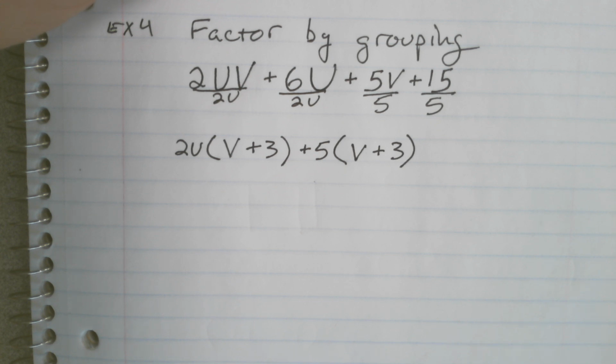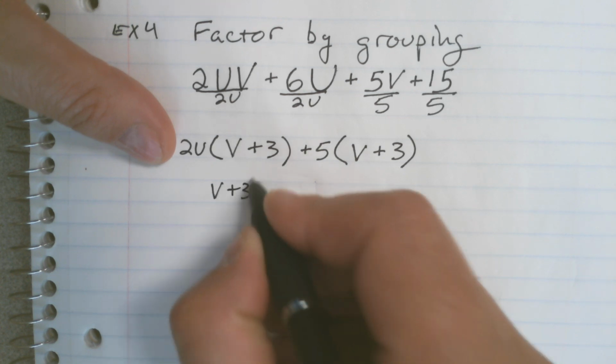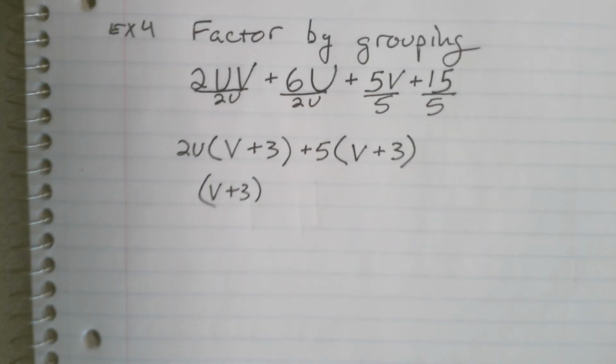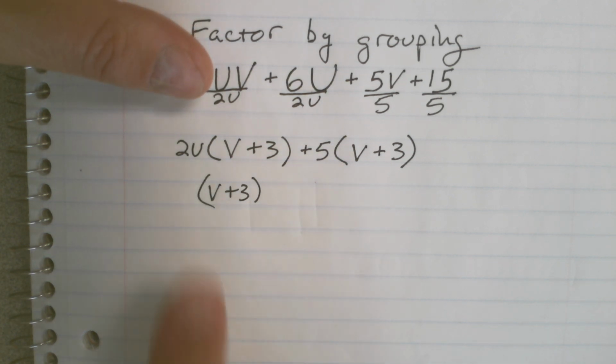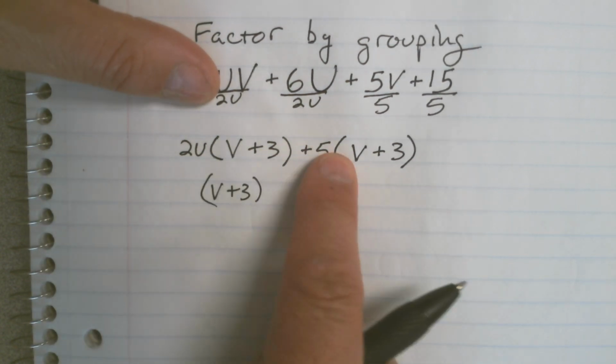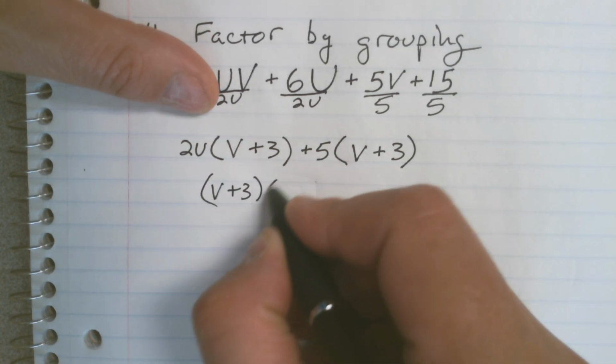Now, we don't need two sets of parentheses, like we don't need two of the same. So we're only going to bring down one of them. But we are nice people, so it's not fair that V plus 3 has a home and 2U plus 5 does not have a home, is it? So let's give 2U plus 5 a home.